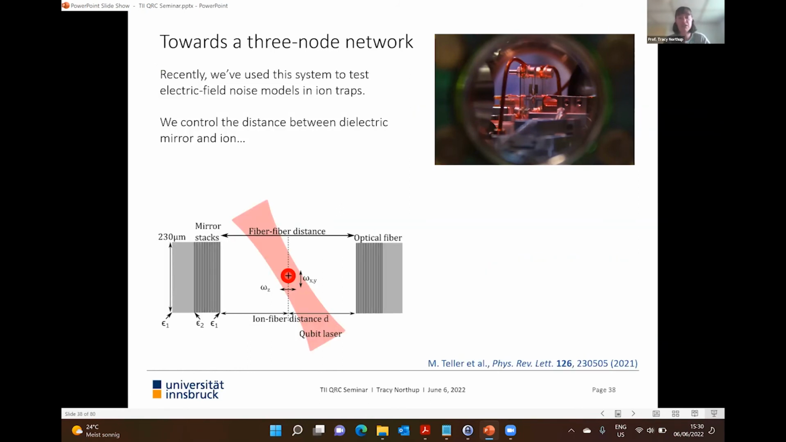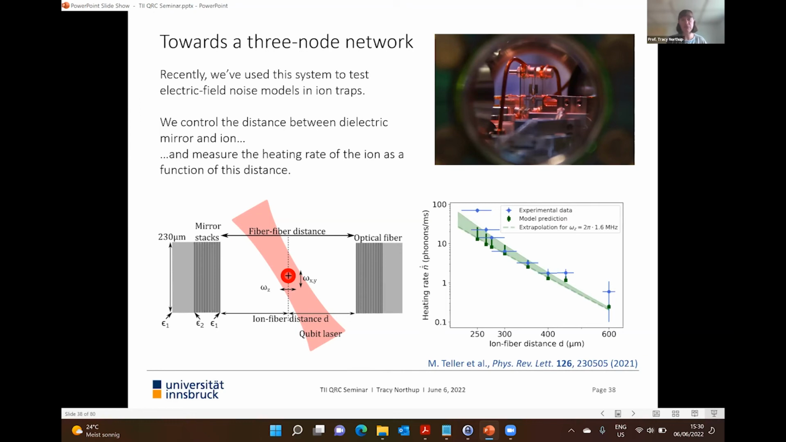I won't have time to talk about it today, but I want to tell you that we've used a system with optical fibers near an ion to test electric field noise models in ion traps. In that experiment that we did last year, we controlled the distance between a dielectric mirror and an ion in order to characterize the heating rate of the ion as a function of distance. So just a quick summary of some other work that we've done.